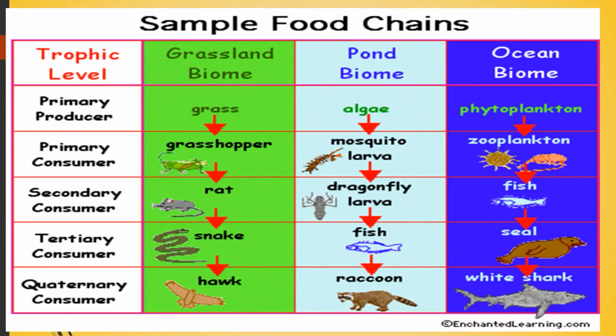In the ocean biome, phytoplankton are the primary producers, zooplankton are the primary consumers, fishes are secondary consumers, seal is a tertiary consumer, and white sharks that eat the seals are quaternary consumers.